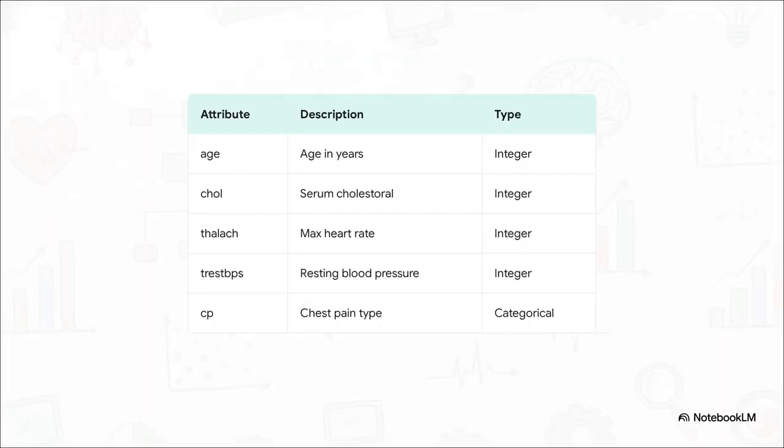Now, the original database is actually huge. It contains 76 different attributes. But standard practice, and what we're doing today, focuses on a highly curated subset of 14 specific clinical features. We're talking about heavy-hitting attributes like age, serum cholesterol in milligrams per deciliter, resting blood pressure, chest pain type, and thalach, which is the maximum heart rate a patient achieved. These right here are the critical metrics our algorithm will use to find patterns and ultimately assess risk.